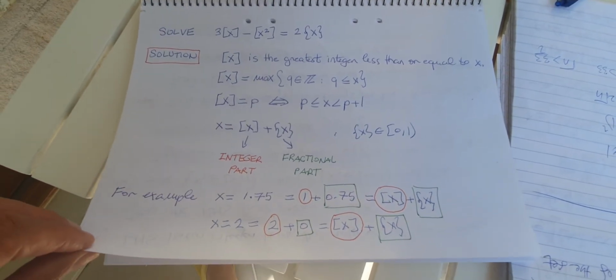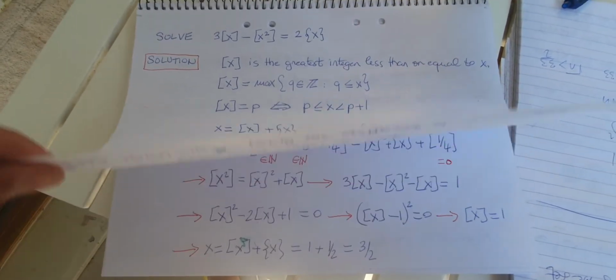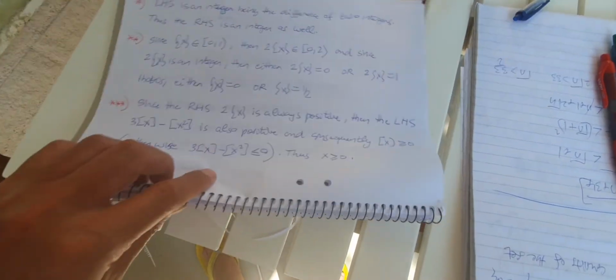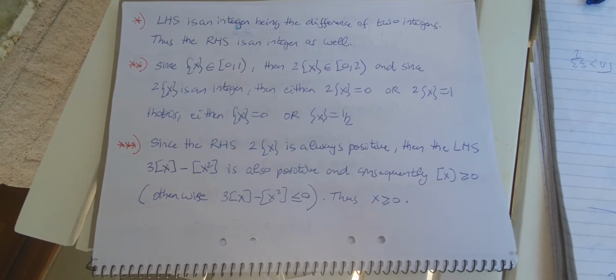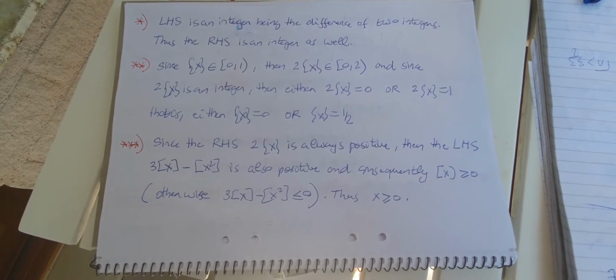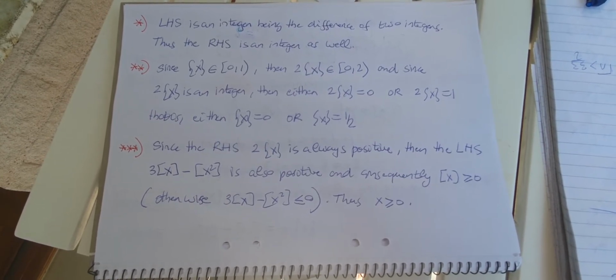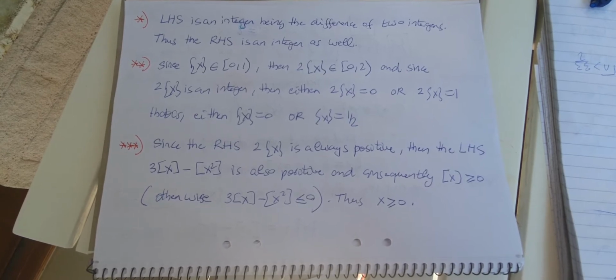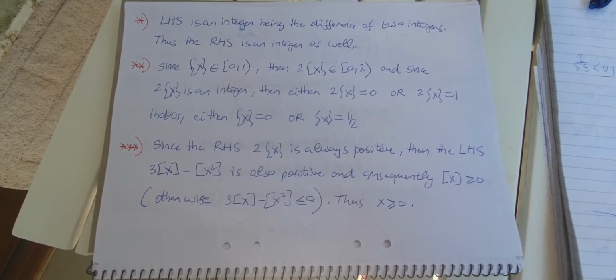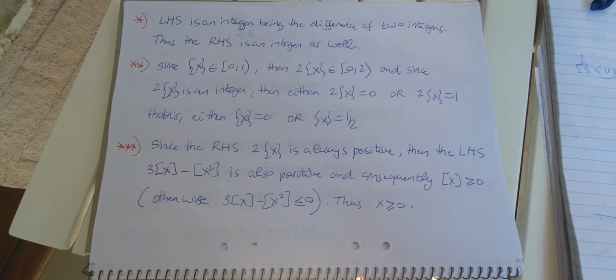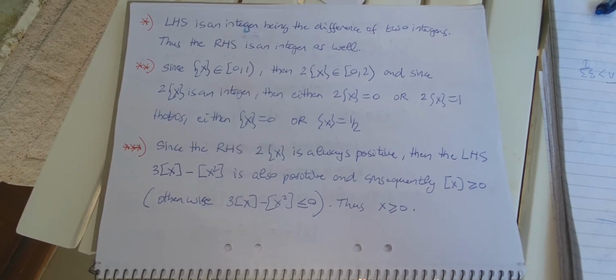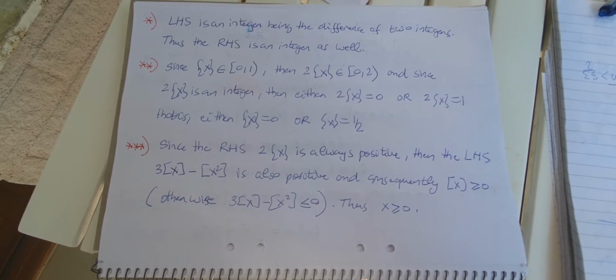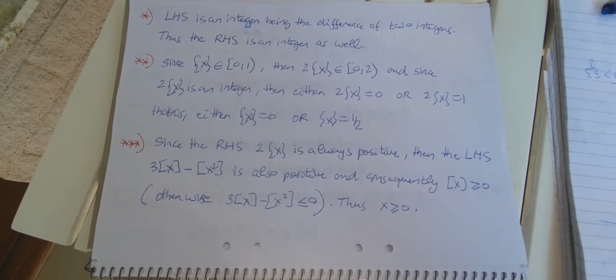Okay, so let's get down to the solution now. The first thing to notice about this equation is that the left-hand side is the difference of two integers, and hence it is an integer. So the left-hand side is an integer. This means that the right-hand side is also an integer.